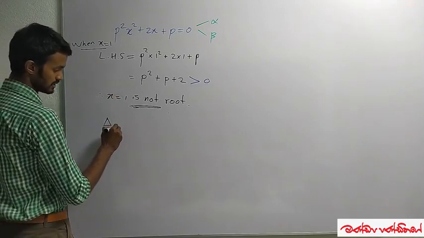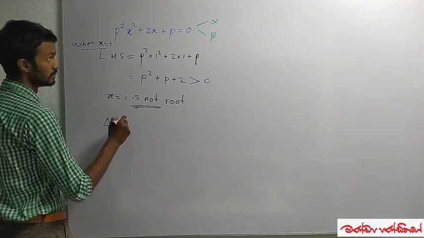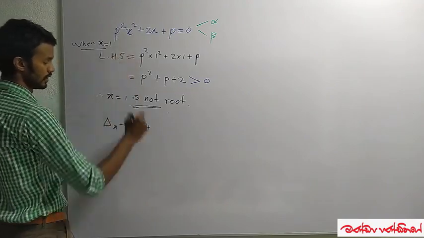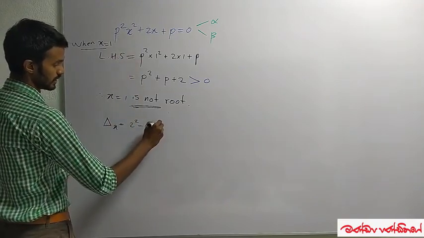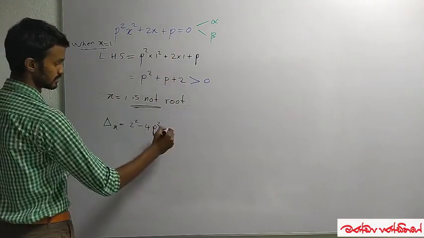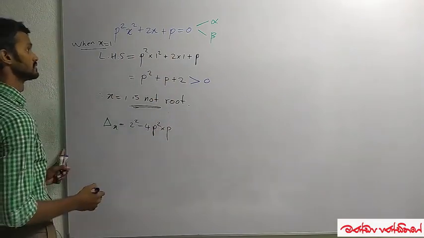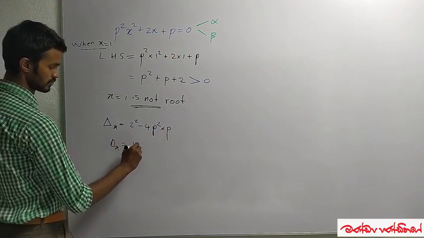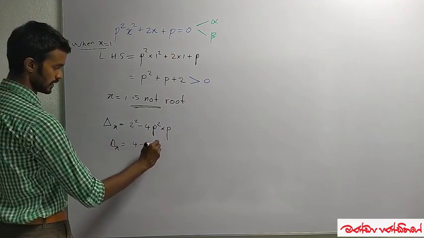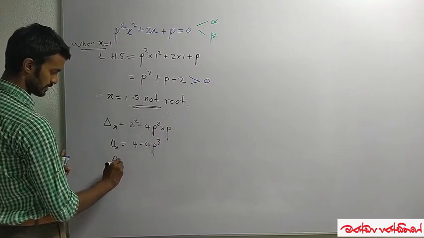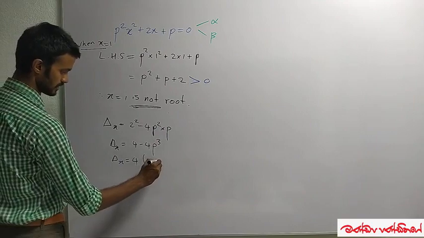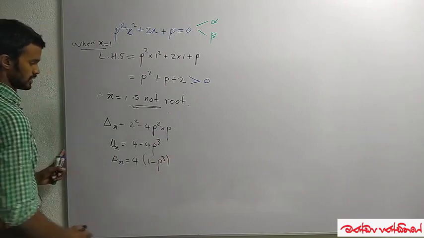So I'm considering the discriminant, which means delta is equal to b squared minus 4ac. b is 2, so 2 squared, minus 4, a is p squared, c is p. So delta is equal to 4 minus 4p cubed, and taking 4 out, I get 4 times 1 minus p cubed.